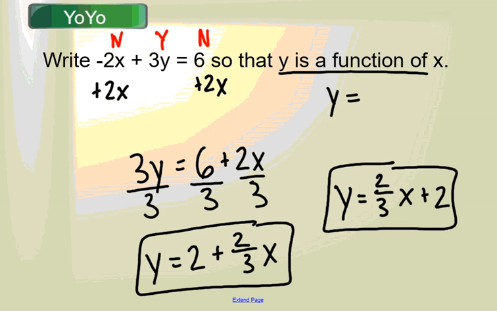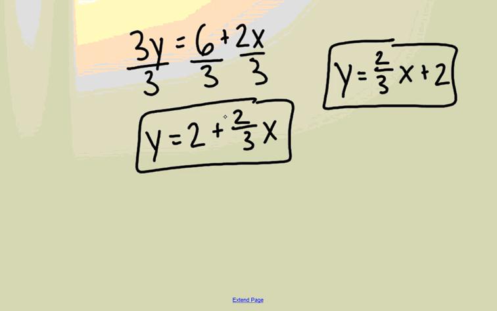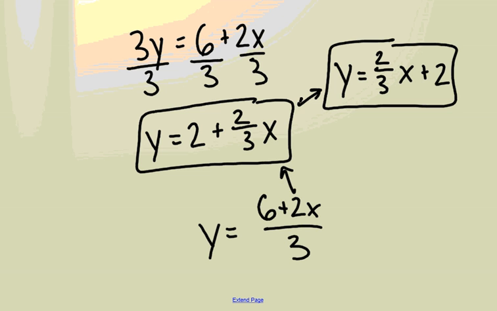Some people might have even just left this when they divided by 3. They might have just divided the whole side by 3, and they would have written it as 6 plus 2x, all divided by 3. But most of the time when we do that, we're going to divide each term by 3, and we would have written it like the top one. So I would say get it into one of these two forms when you're writing it.